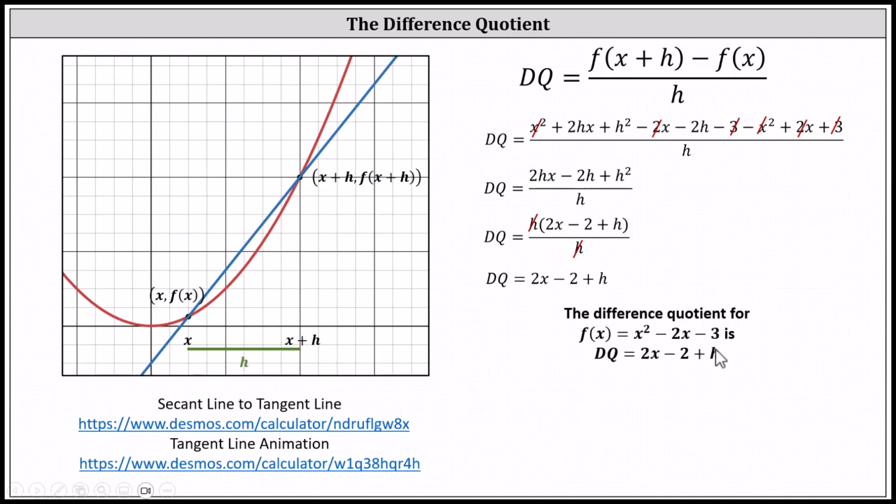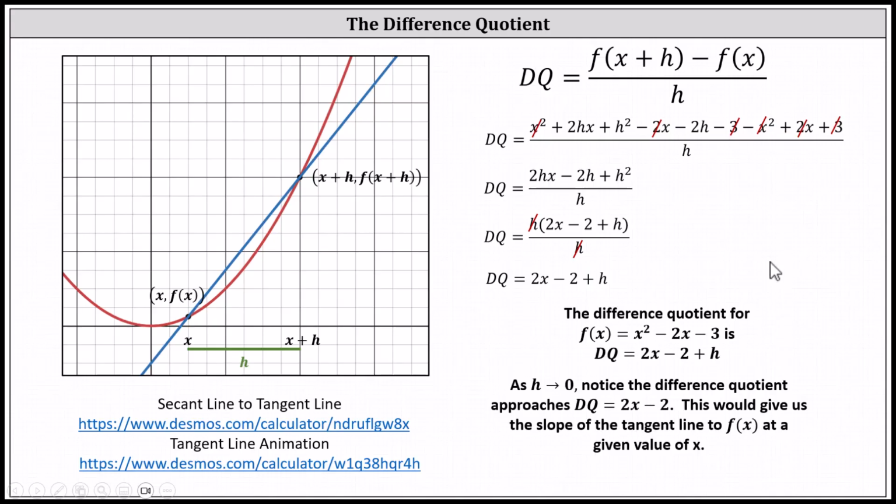One more thing to notice, recall as h approaches 0, the secant line approaches the tangent line, and therefore as h approaches 0, the difference quotient approaches 2x minus 2, which would give us a slope of the tangent line to the function f of x at a given value of x. Again, this will be very important in your first calculus class.